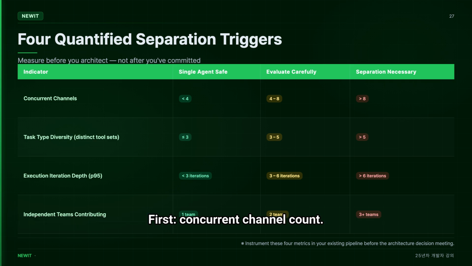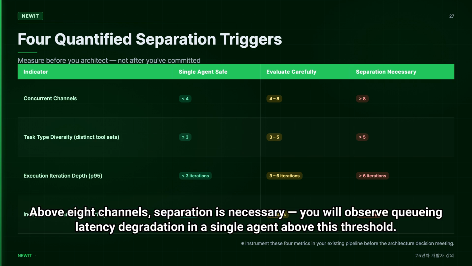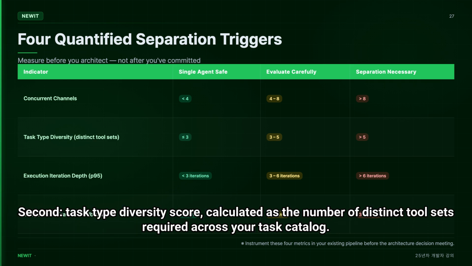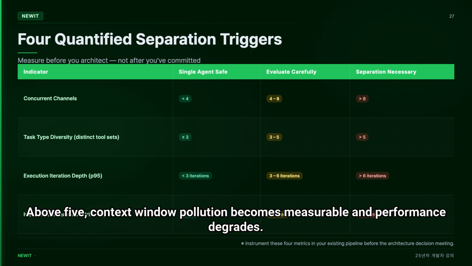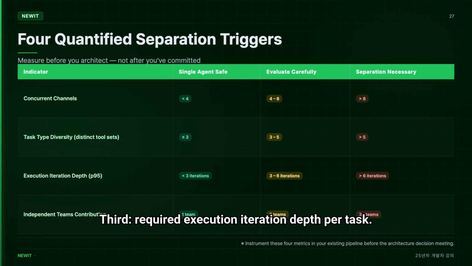First, concurrent channel count. Below 4 channels, single agent. 4 to 8 channels, evaluate carefully. Above 8 channels, separation is necessary. You will observe queuing latency degradation in a single agent above this threshold. Second, task type diversity score, calculated as the number of distinct tool sets required across your task catalog. Below 3 distinct tool sets, single agent context switching is manageable. Above 5, context window pollution becomes measurable and performance degrades.